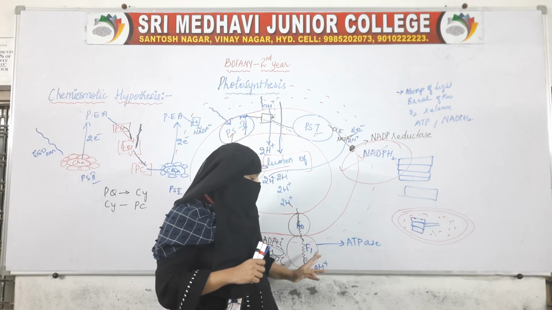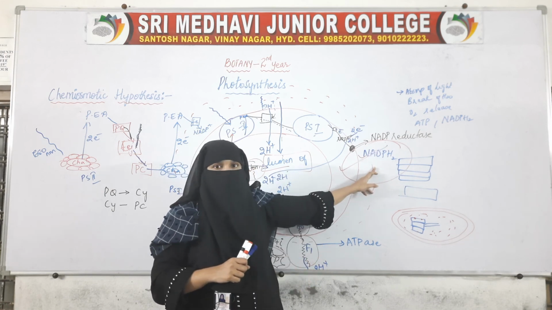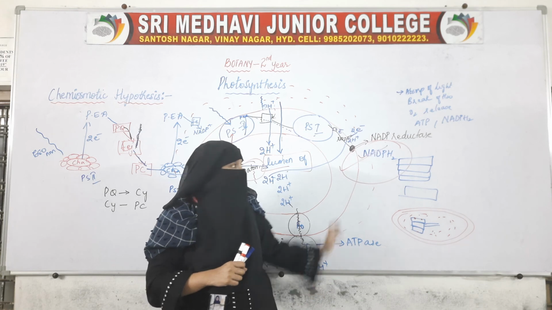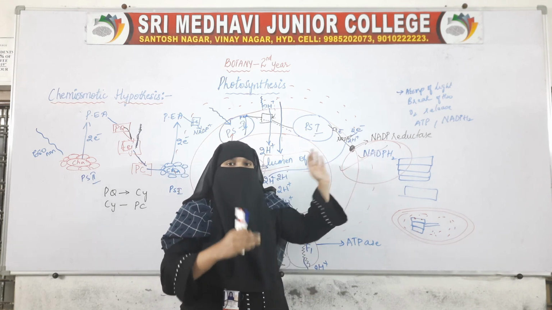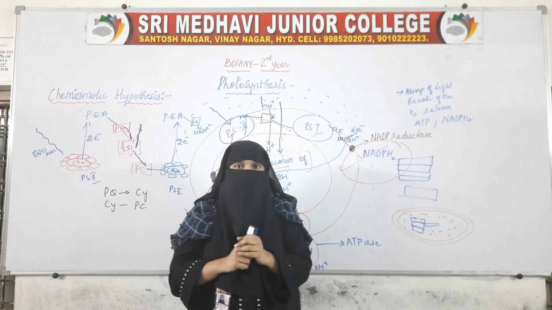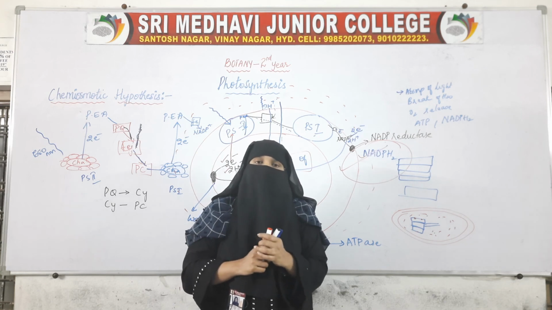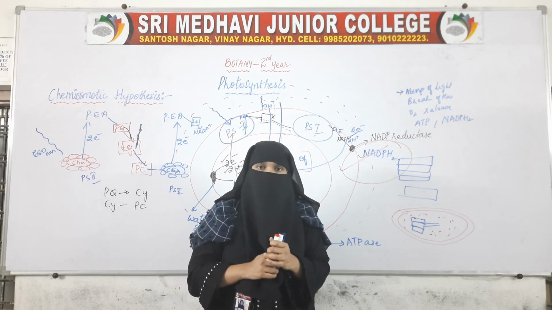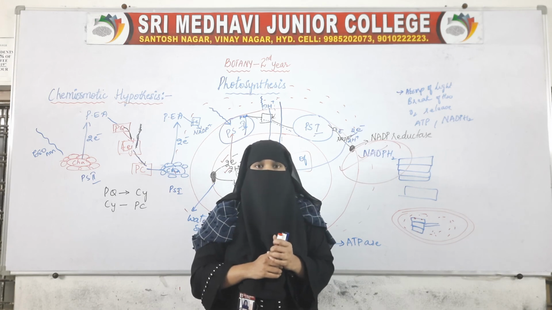Now by taking this ATP and NADPH2, this energy and this reducing power, we will move on to the second phase of photosynthesis, that is dark reaction. In the next class, we will study about dark reaction.